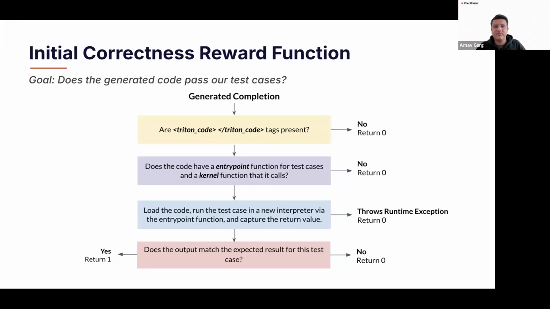So it's a very simple way of verifying, right, that it's learning something and that it's doing the right thing. And this is an example of a correctness reward function. So this is what we took a stab with and kicked off training.